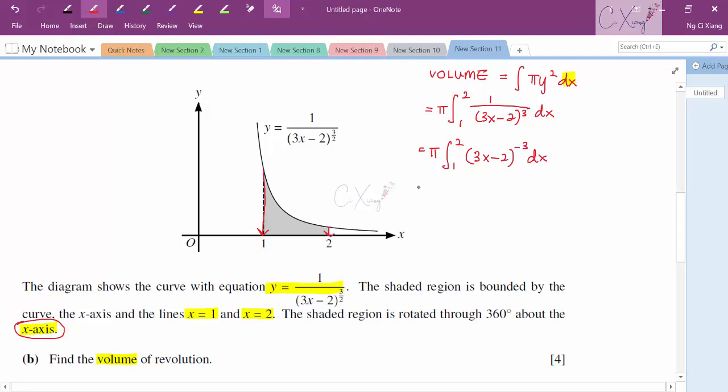Okay, so to integrate this, I copy the pi, which is a constant, and now integrate 3x minus 2. I copy the bracket. For the power, I need to plus 1, so I'm having negative 2 and divide it by negative 2. I need to differentiate the thing inside the bracket also. So differentiate 3x minus 2, I get a 3. So I divide by 3. And after that, only I substitute in the limit.